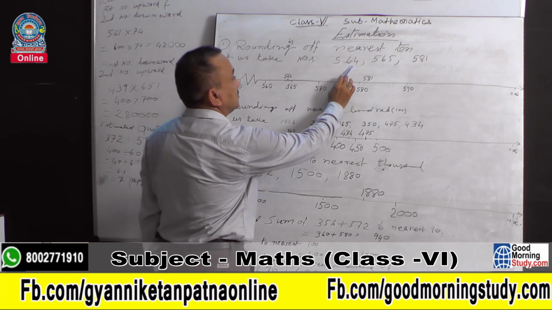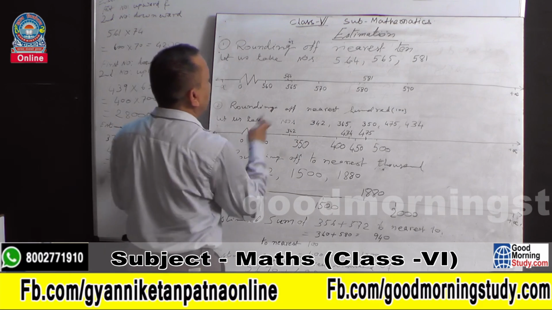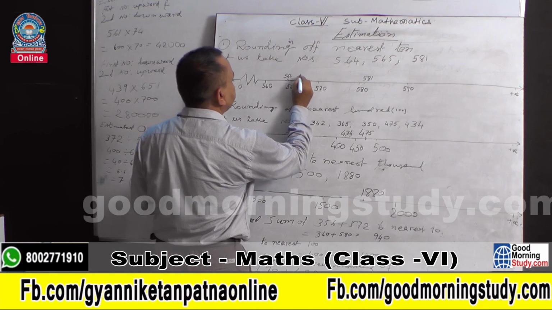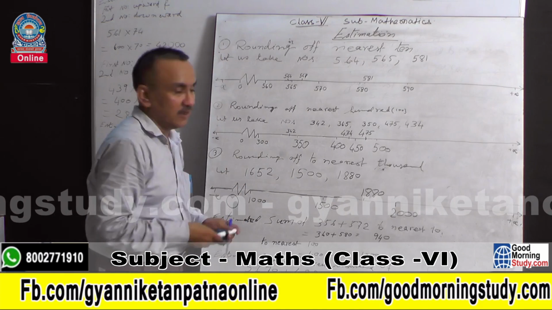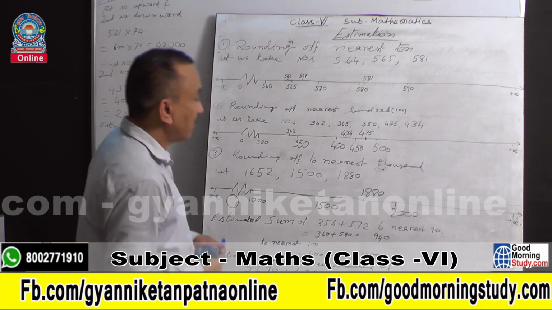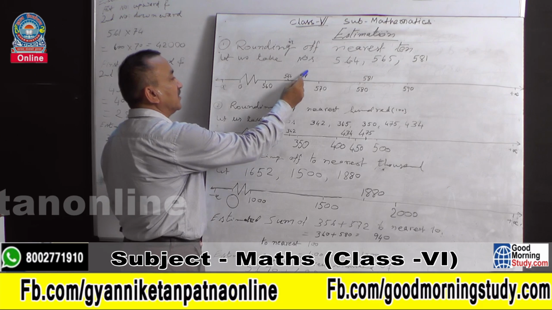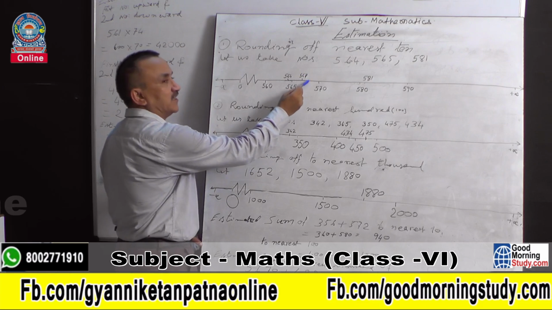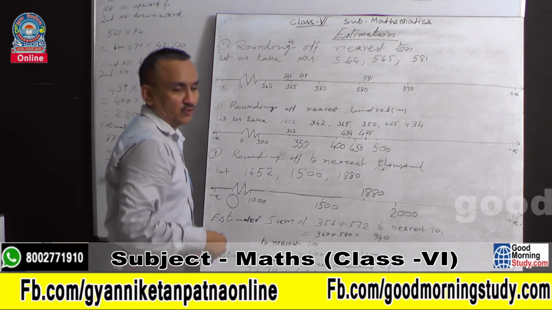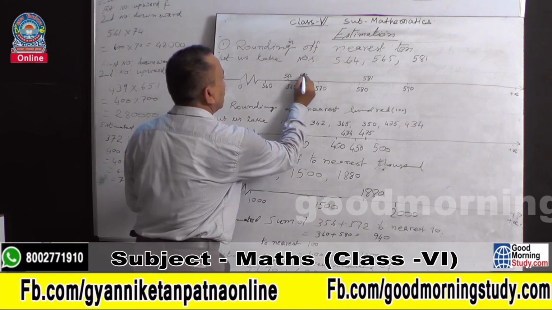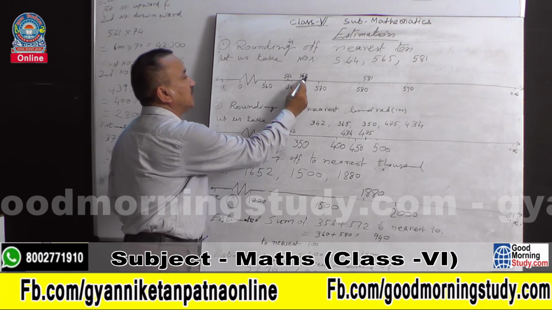Now if the unit digit is 5 or greater than 5, suppose this is 565 and suppose it is 567. Now what is the nearest 10 of 567? It is 570, because 567 has 7, which is greater than 5. Now we are adding 1 to the tens place digit. So it will come 5, 7 and you make the unit digit 0.